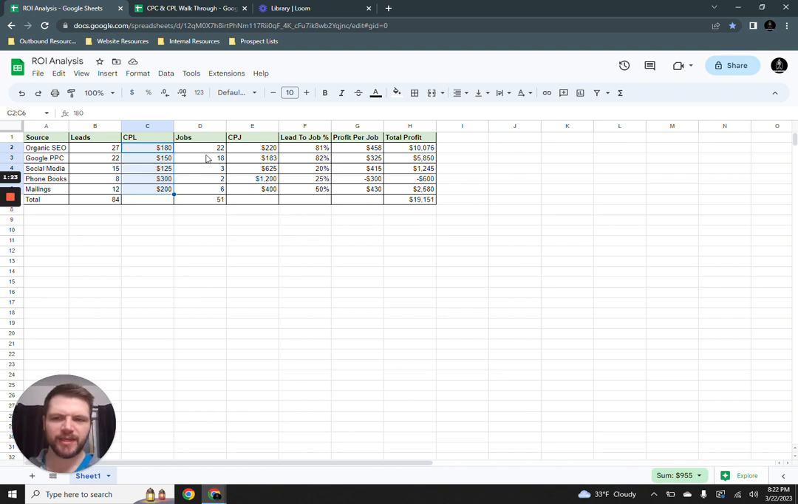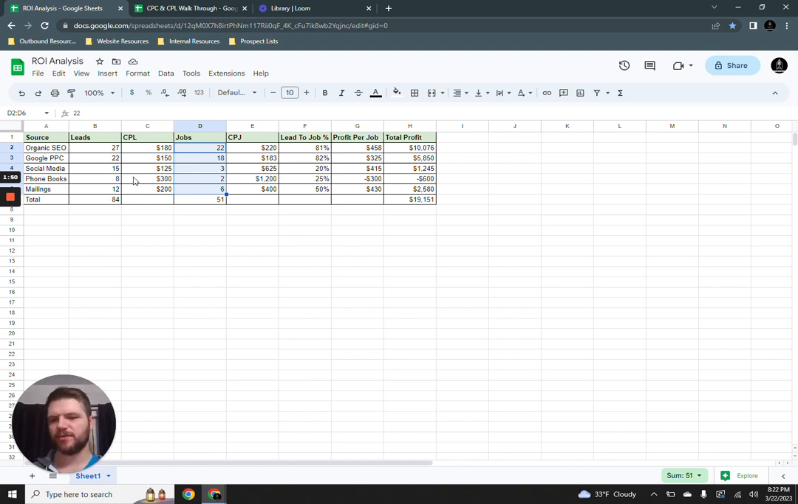But then here is where things get kind of interesting. So our cost per lead was 125, which was the lowest that we could see. But out of those, only 3 turned into jobs. So our cost per job was actually $625. Our lead to job was 20%. And then our profit per job was $415 with an overall lower profit for social media.